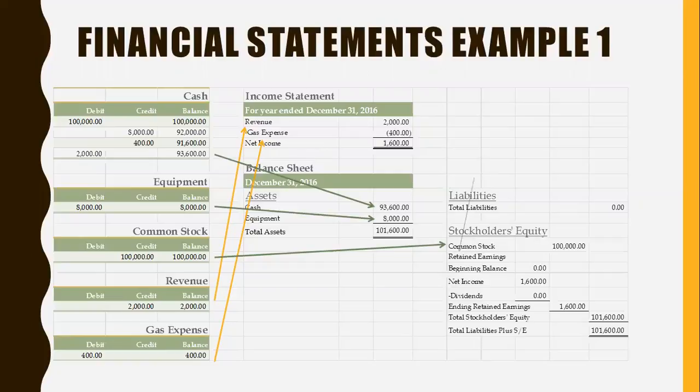The last thing you have to remember is to take that net income and add that to your beginning retained earnings to get $1,600 as our ending retained earnings. Here we don't have any beginning balance or dividends. So our total liabilities plus stockholders' equity is $101,600. That equals our total assets. If you do it right, those two things always have to balance.